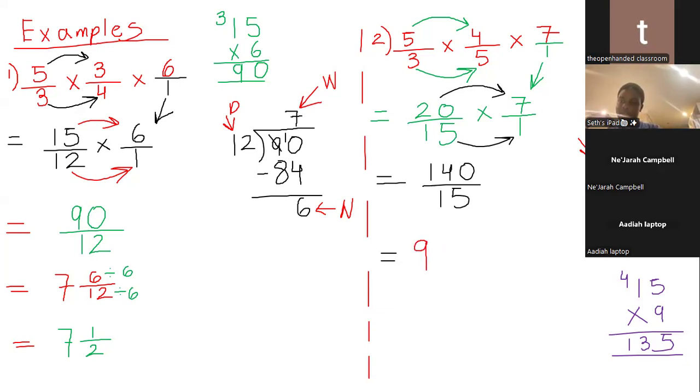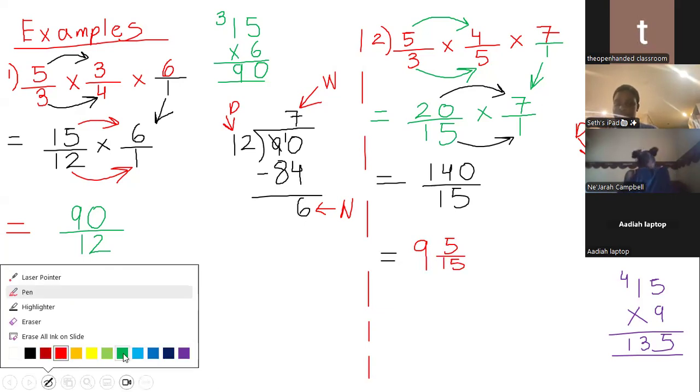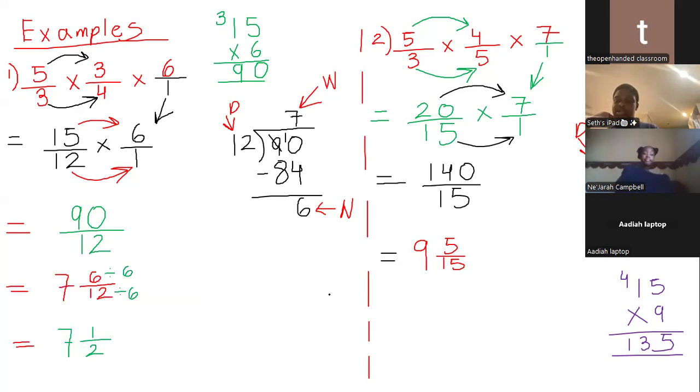What does the 15 become? The denominator. Very good. What does the 5 become? A numerator. So it's 9 and 5 over 15. Very good. What do we do at this point? We simplify. What number are we going to use to simplify? 5. Good. So it's going to be equal to 9 and 5 divided by 5 over 15 divided by 5.